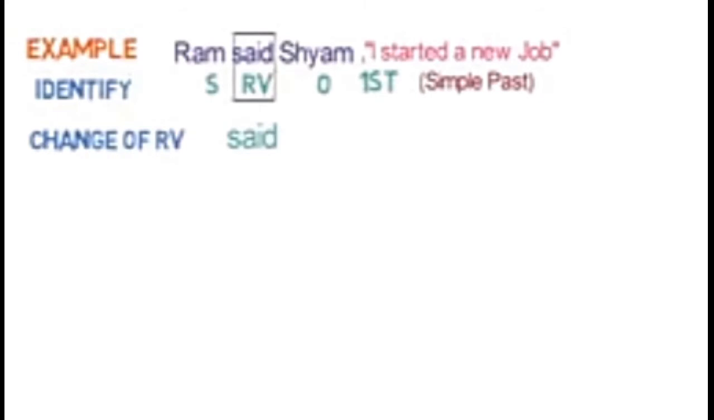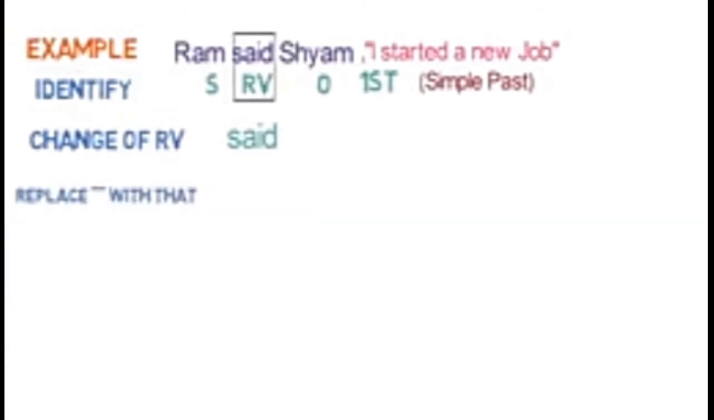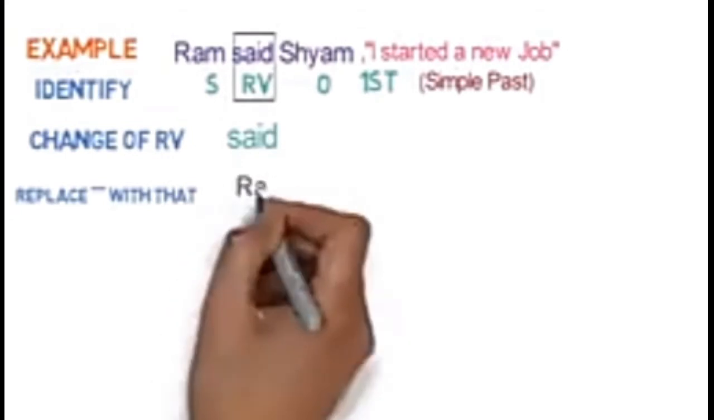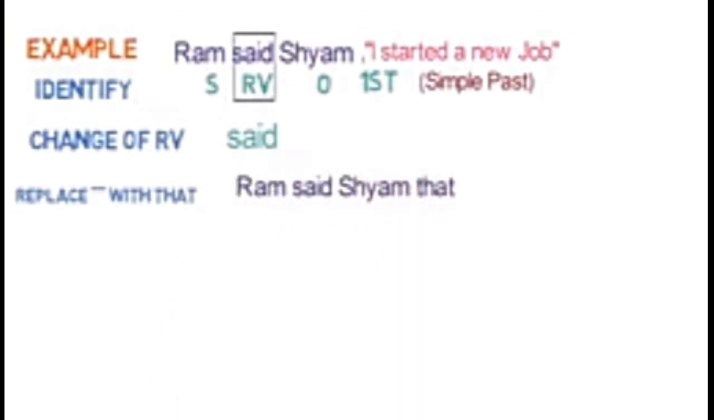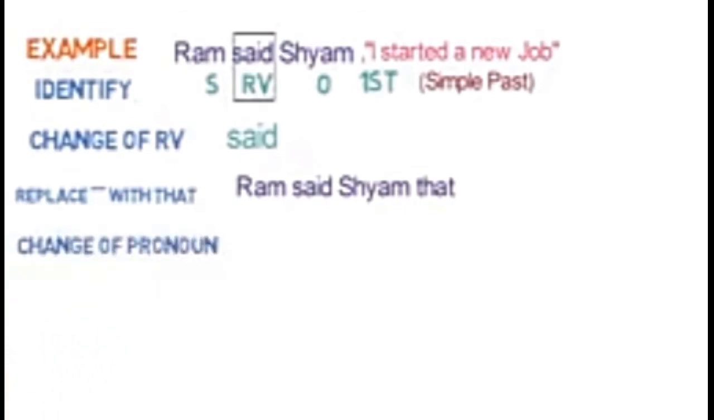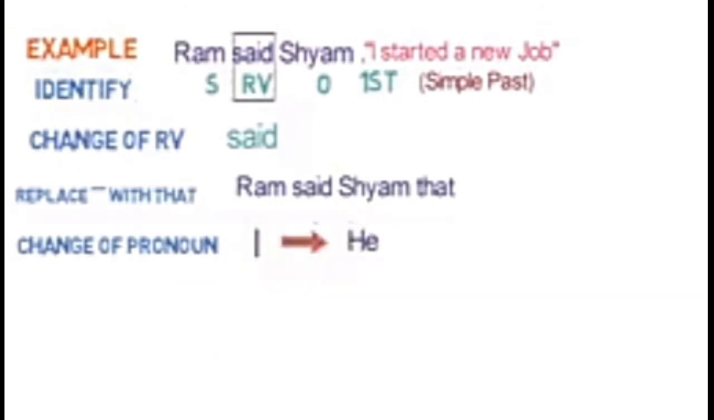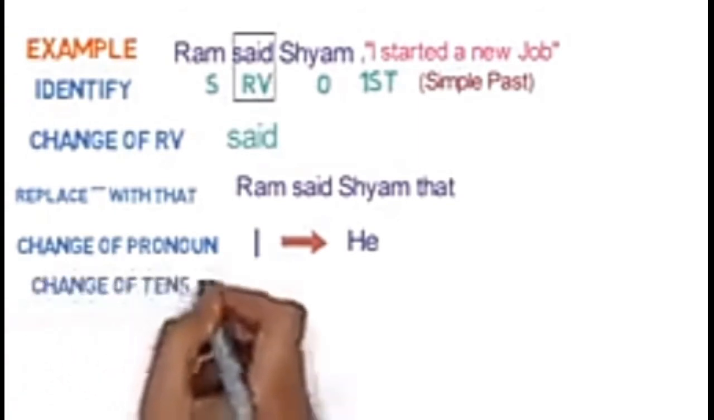The third step is replace inverted comma with that. So the sentence will become like this. Ram said to Shyam that. Fourth step is the change of pronoun. Here I is the first person and subject is Ram. So I will be changed to he. Please note, pronoun will be used in the reported speech to refer to the subject or object in the reporting speech.